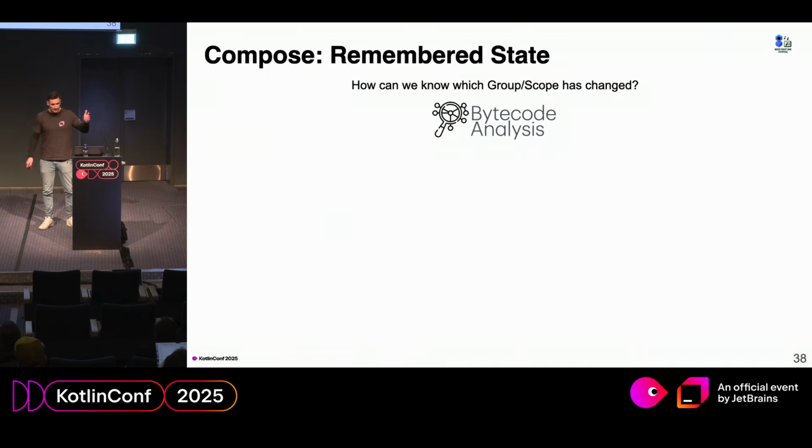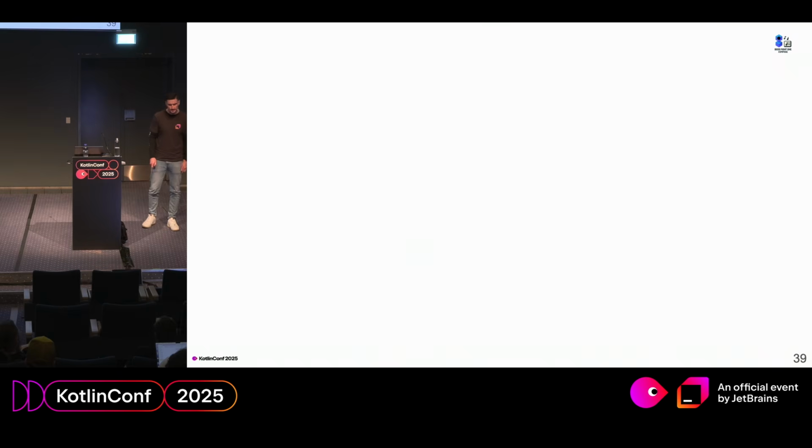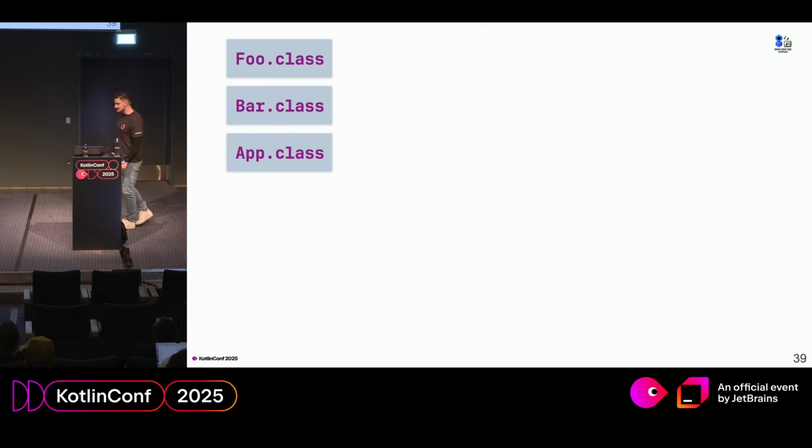Entering what we call the bytecode analysis part of Compose hot reload. And to understand this, we will look at this simple example here. It's again just a very simple composable function app, which has one scope. And the interesting thing here is there's a padding function, which is a utility function returning 16 dp. Now, we talked about system class orders. We can again just think of this being a very simple app with 3 classes in our system class order: foo, bar, and app.